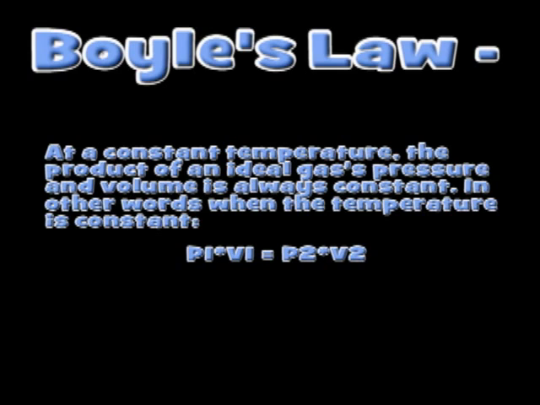Boyle's law. At a constant temperature, the product of an ideal gas's pressure and the volume is always constant. In other words, when the temperature is constant, P1 times V1 equals P2 times V2.